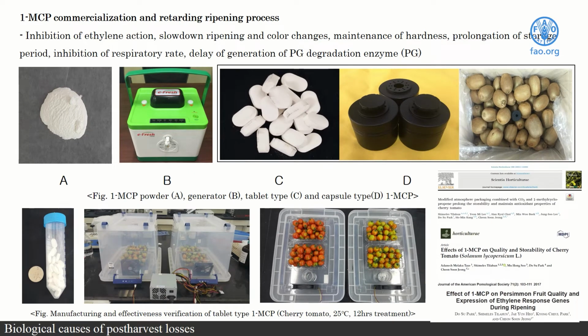In this slide, you can see the commercialization of 1-MCP in retarding the ripening process. The commercialization of 1-MCP starts from powder type to the easy-to-use capsule type. In our laboratory, we have verified the effectiveness of 1-MCP in prolonging storability and maintaining quality and antioxidant properties of cherry tomatoes. We also studied the effect of 1-MCP on persimmon fruit quality and the reduced expression of ethylene response genes. The studies were published in reputable journals, as you can see here.